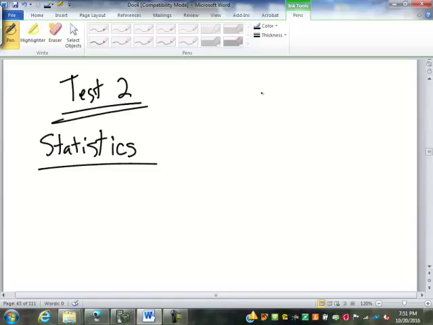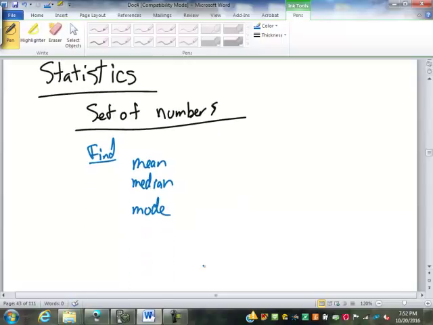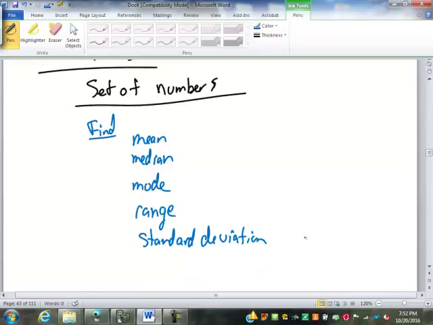For statistics, if I give you a set of numbers, you need to be able to find the mean, the median, the mode, the range, standard deviation, mid-range.